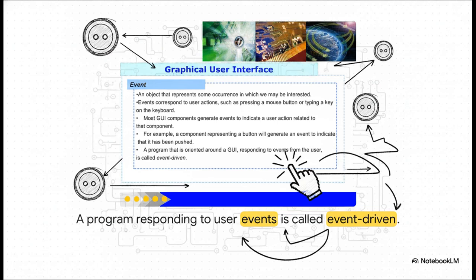When a program is built around a GUI and specifically designed to respond to events from the user, like a button generating an event the second it's pushed, we call that an event-driven program. It's entirely reactive to human interaction. The program literally doesn't move forward until the user tells it to.